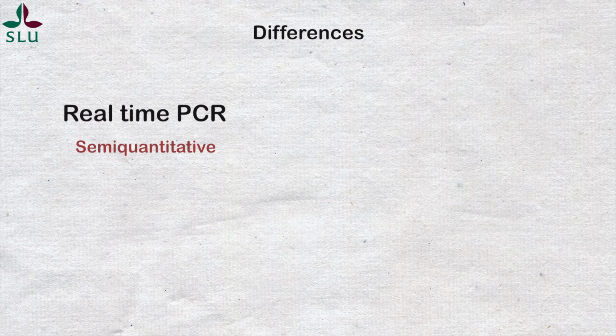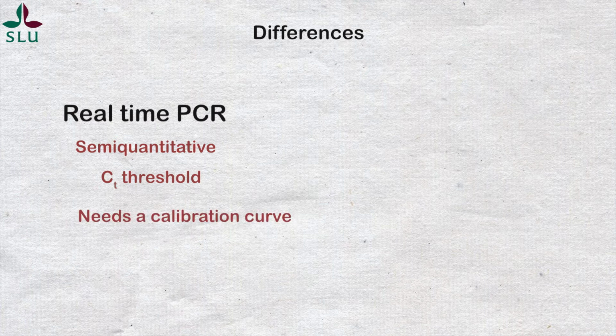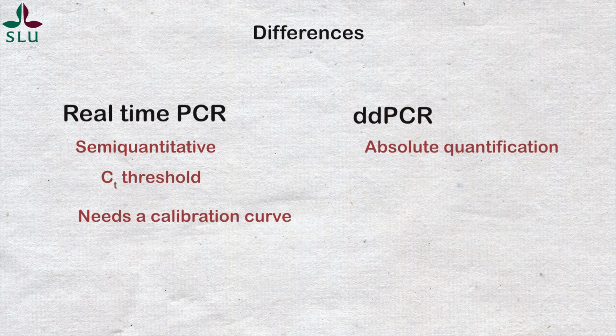What are then the major differences between qPCR and ddPCR? Firstly, qPCR is semi-quantitative as it relies on a certain predefined PCR cycle threshold, or the CT value. In contrast, ddPCR provides absolute quantification of DNA copies directly, since it relies on a PCR endpoint reaction. This without any need for a calibration curve.